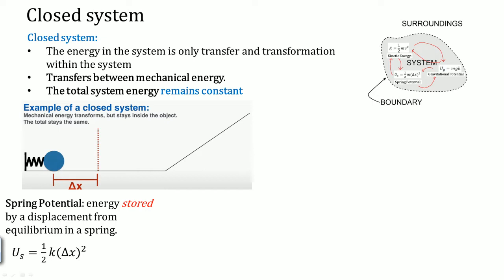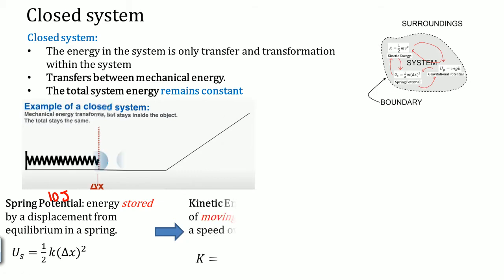To start, a ball is being compressed, so the energy stored by a displacement from equilibrium is in the spring. For example, I'm going to say this has 10 joules of energy. Okay, this is just an example. Then once I let go and release it, it's going to start moving due to Hooke's law.